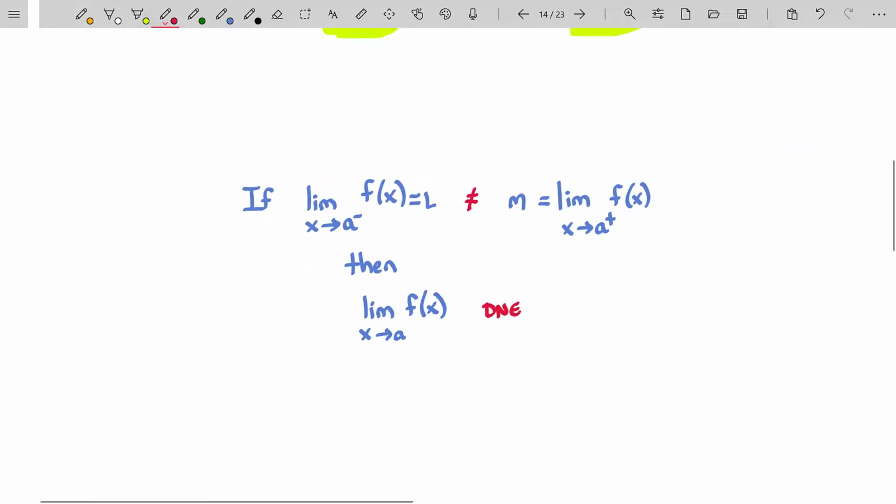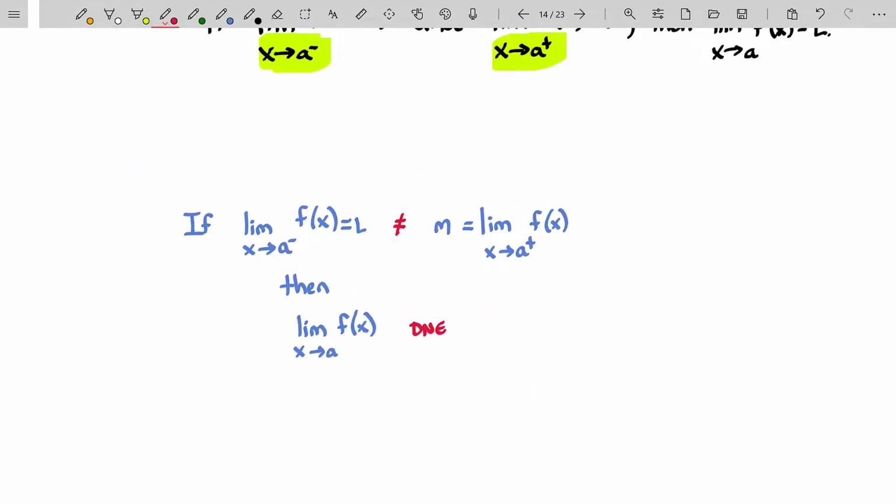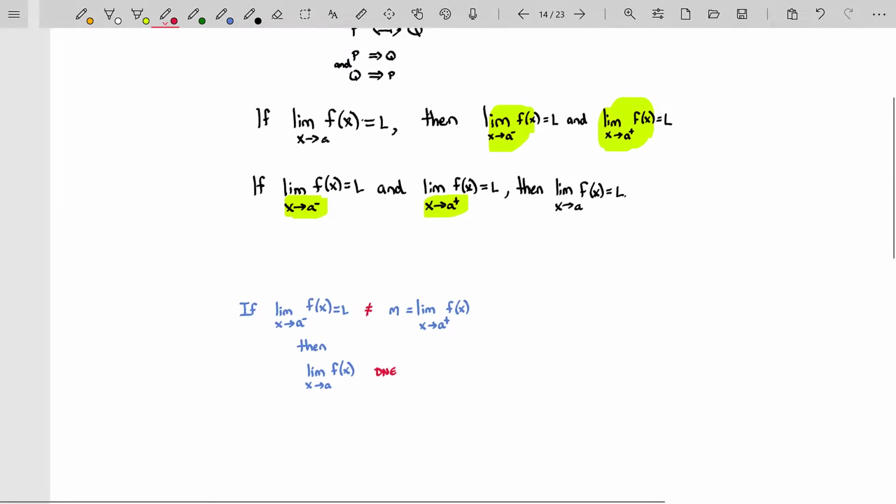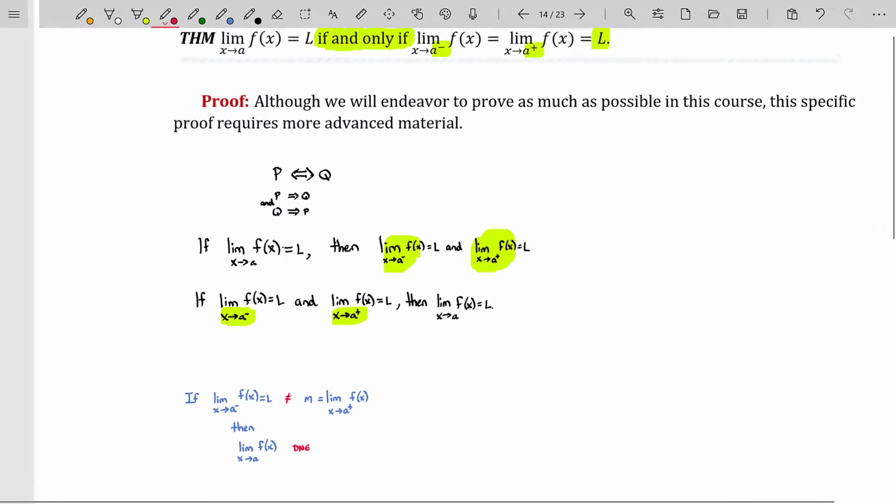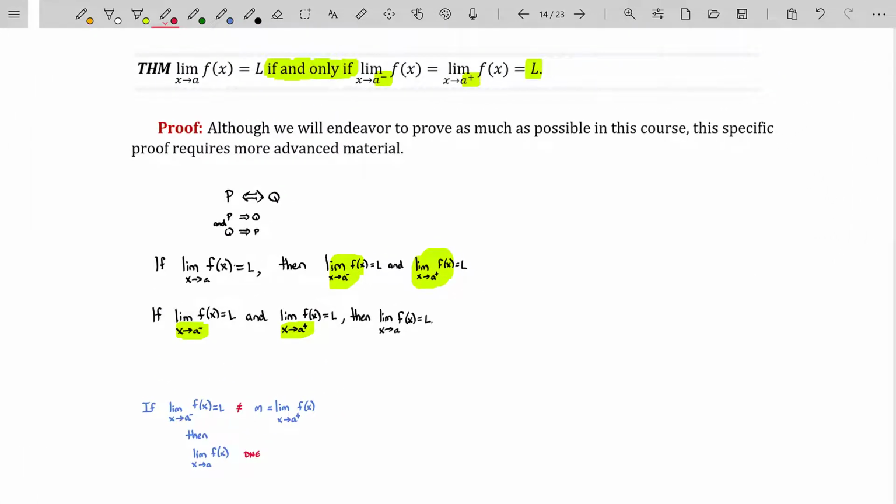So when you have left and right hand limits that are not the same, then the limit of your function does not exist. Now, something I need to say about the proof of this: from really your college algebra courses forward, pretty much every theorem should have been proven in your courses, or you should have proven a lot of those theorems.